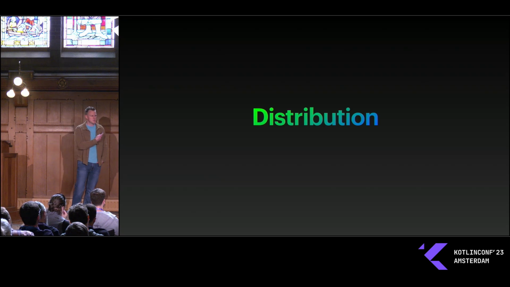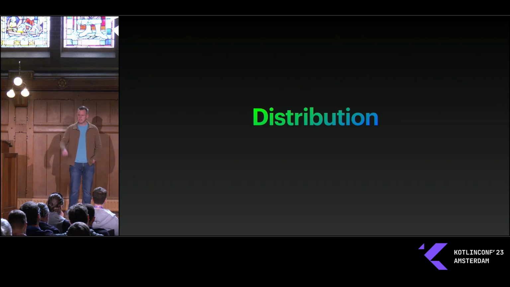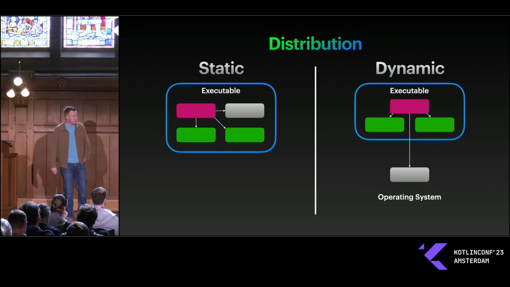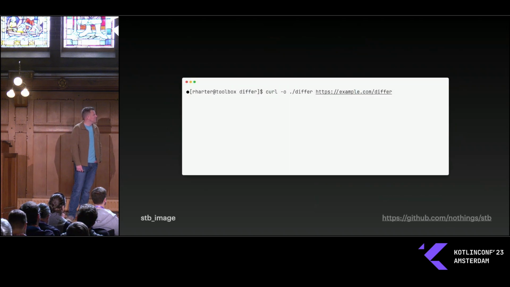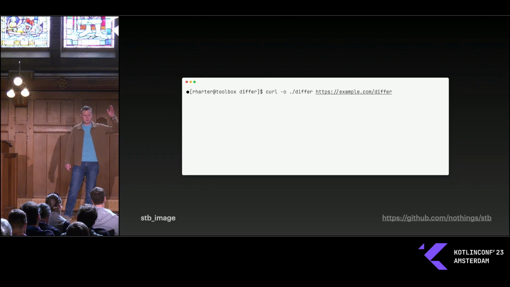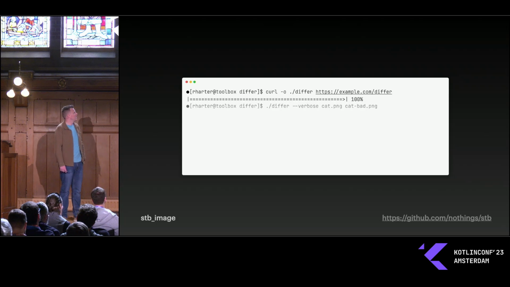Last question was distribution. So how do we distribute this? When I started this, I was thinking, oh, I'll use STB image, build it statically linked, like on the right, and then we just have an executable I can hand out to people, and boom, there we go. So I'm thinking, oh yeah, you use curl or wget or whatever you want. You just download the binary, and that finishes up.